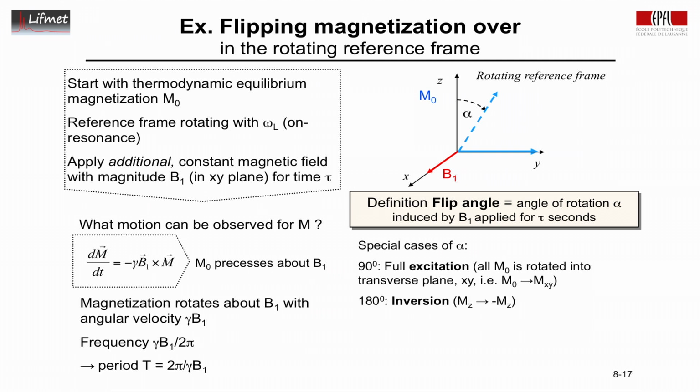If we now double the duration so that we get an angle of 180 degrees, then that is called an inversion. We go from an equilibrium magnetization that's along Z like this to a magnetization that's opposite, minus MZ in the minus Z direction, and that is called an inversion. So that's the situation here after 180 degrees. And if we leave the B1 on, then the magnetization will keep precessing around B1 for as long as we leave this B1 field on. Now B1 is called the radio frequency field.